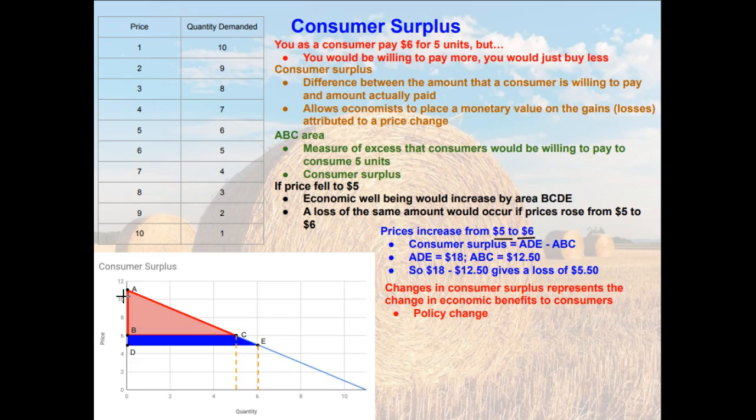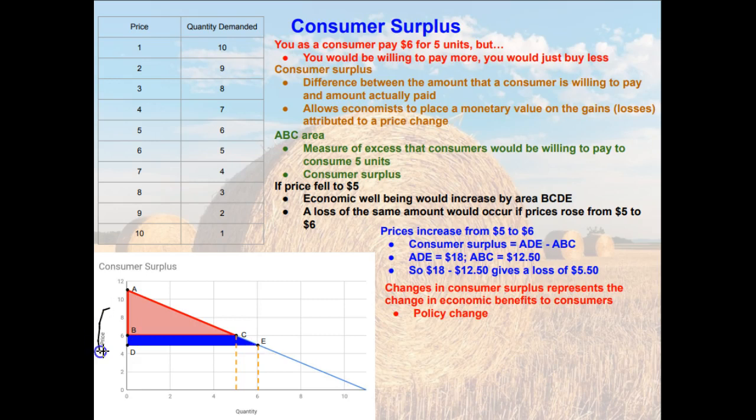Consumer surplus was at A, D, E. This triangle right here. It was at A, D, E before. That's what our consumer surplus was whenever prices were at $5. So what is the value? What is the total area of A, D, and E? Well, we're going to have to use a little bit of math to figure that out.